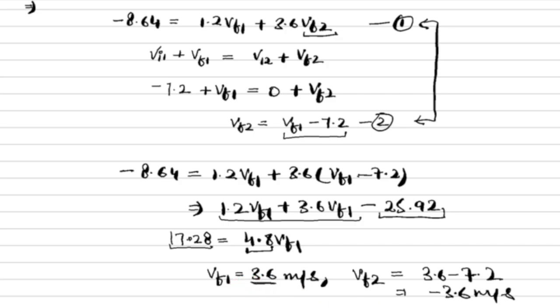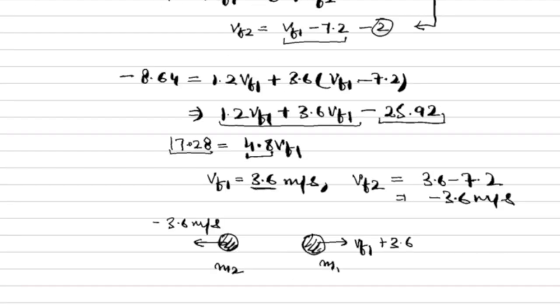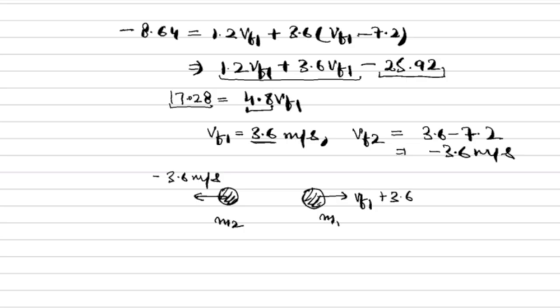Positive direction is this. So M1 will go like V final is this one, right? Positive 3.6. And VF2, this guy M2, will go in this direction with the same speed of 3.6 meters per second. We can put a negative sign here if we want to show the direction of the values of this one. So this is our final answer for this.